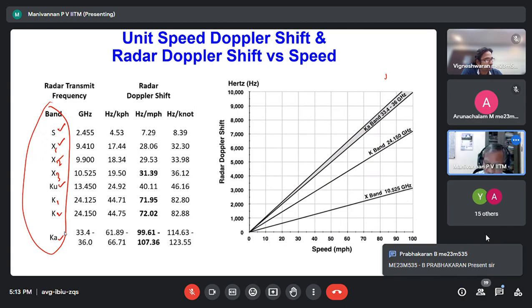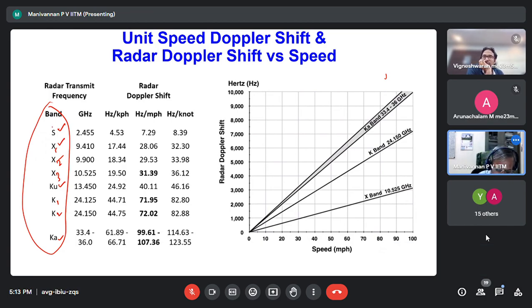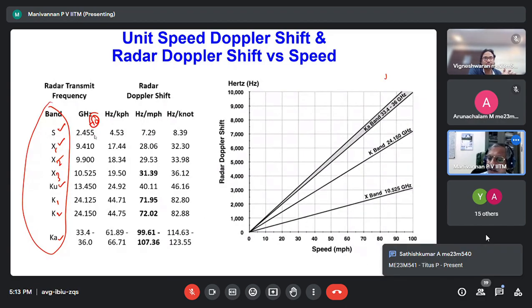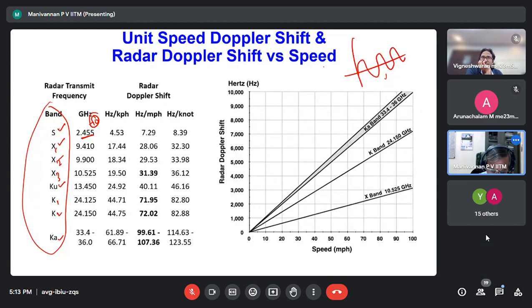Your radar will be called an S-band radar if its F0 or transmission frequency is 2.455 gigahertz. Please know this single number. You are transmitting only on a single frequency. If it is 2.455 gigahertz, that is 10 power 9 hertz, then that radar will be called an S-band radar. Instead of that, if you use 9.14 gigahertz, it is called X1 band. Similarly, 9.9 is X2 band, then X3 band. Right? So based on the frequency you are going to transmit, the band is named accordingly. Okay, that is one thing.